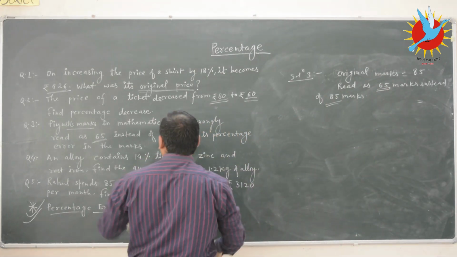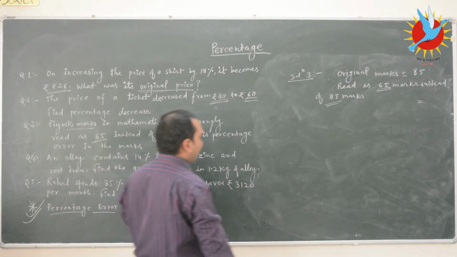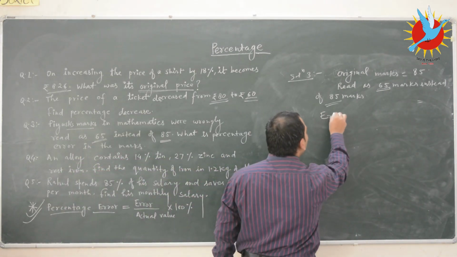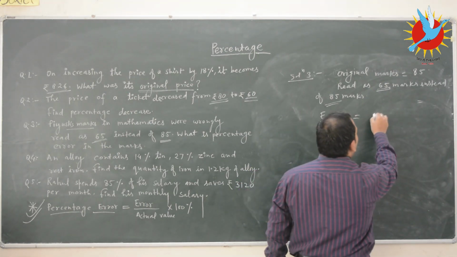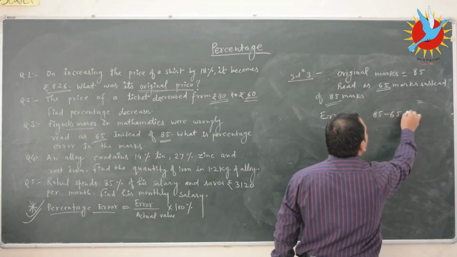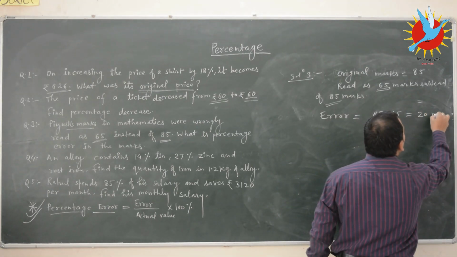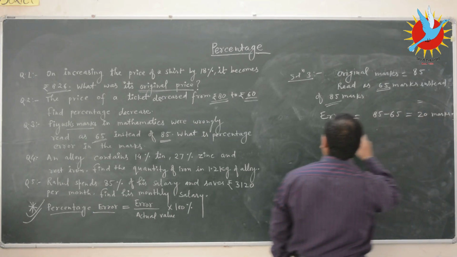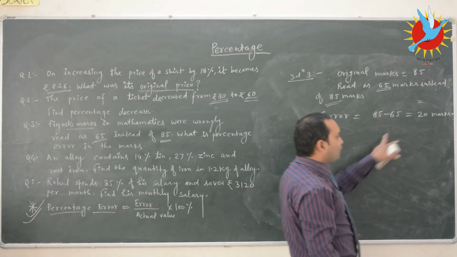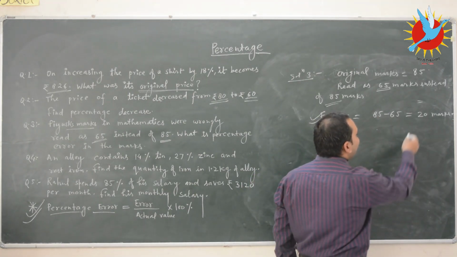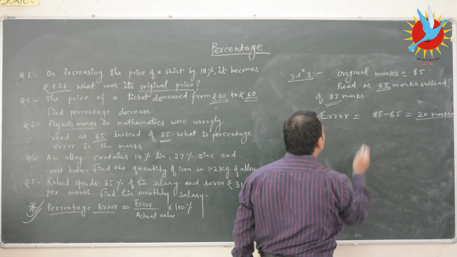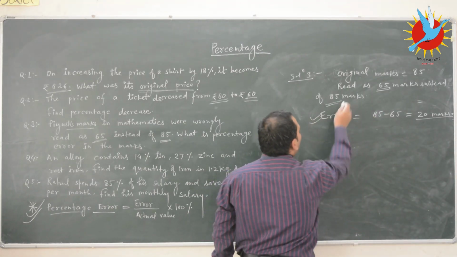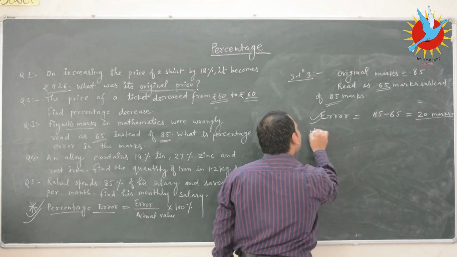So we find the percentage error in the marks. How much error? Error is equal to 85 minus 65, which is equal to 20 marks. So the error value is 20 marks, meaning 20 marks is the error in reading the original mark. So we find the percentage error.